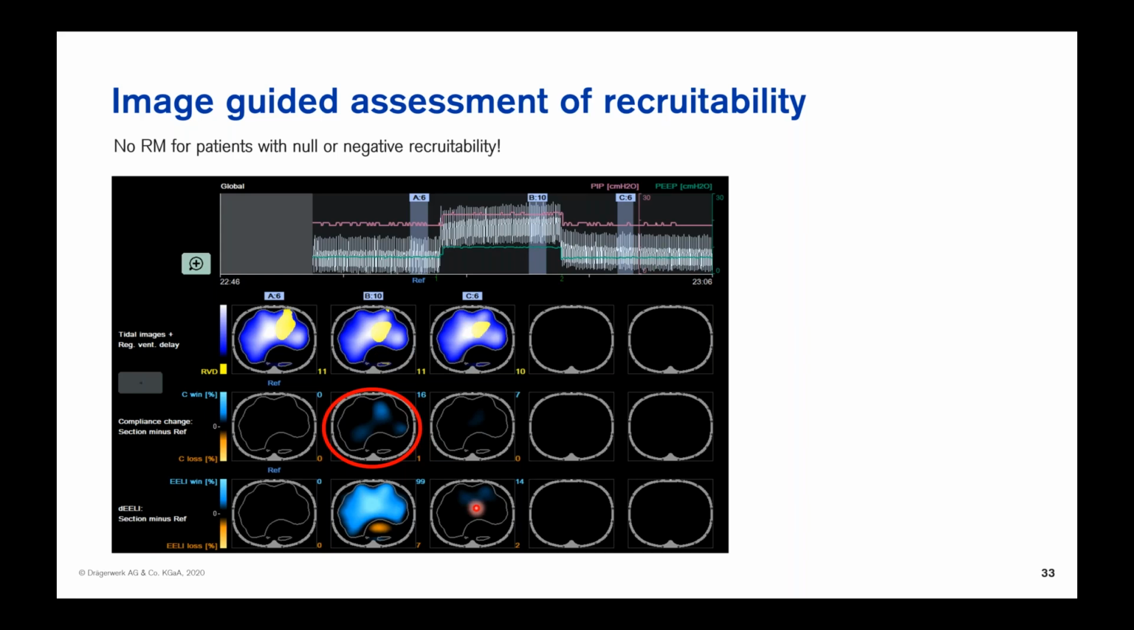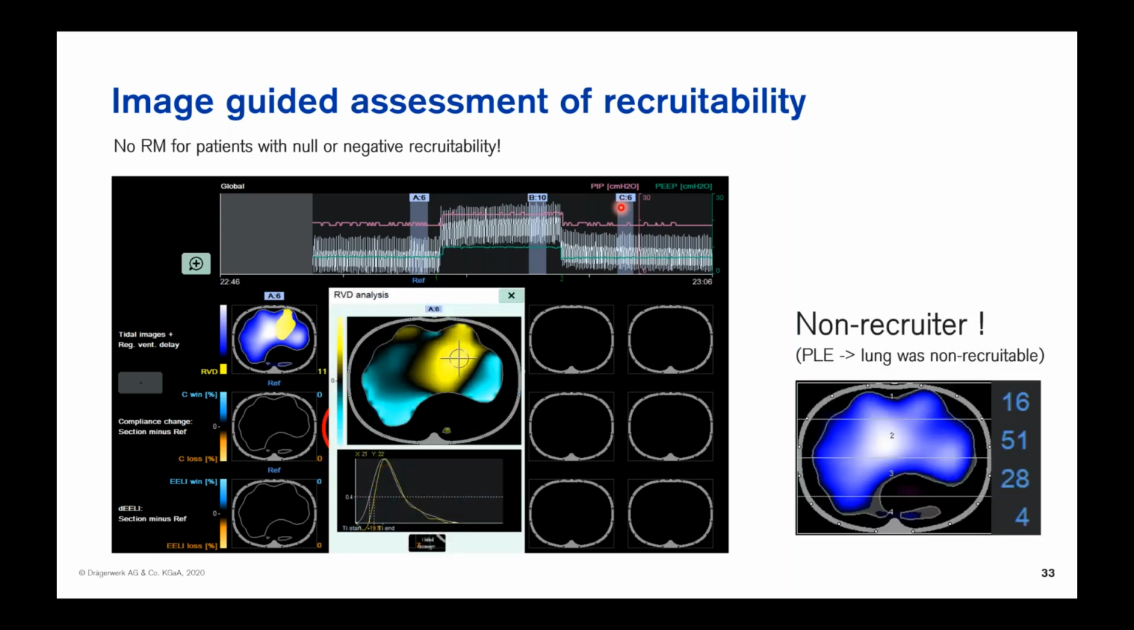When you take a look at the end-expiratory lung volume, you also see no significant changes when you return to the baseline condition at this section C. So the explanation why this also was a non-recruiter is that this was another example of pleural effusion in the left dorsal lung, resulting in a very low ventilation distribution in the dorsal region of interest. However, because it was pleural effusion, this lung could not be recruited.